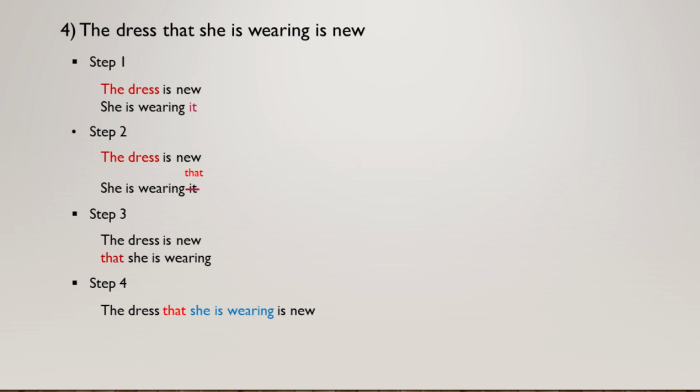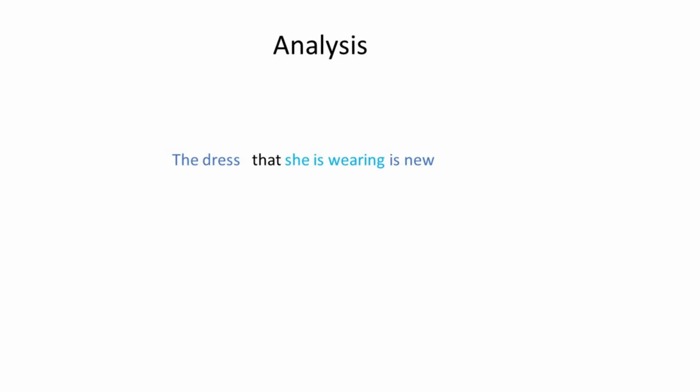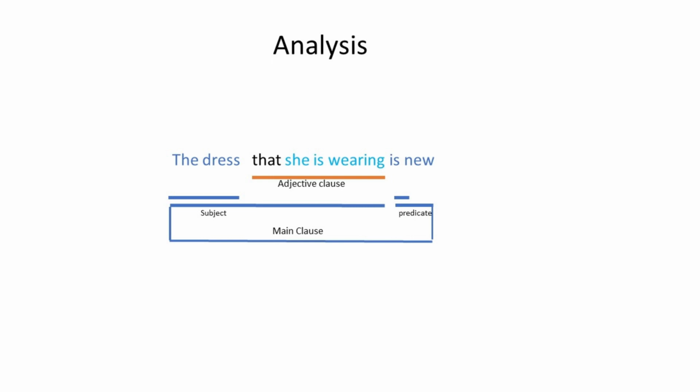Let's analyze the sentence. The dress that she is wearing is new. The dress is new is the independent clause. That she is wearing is the dependent clause. The dress is the main subject of the sentence, is is the main verb of the sentence, and new is the subject complement. Meanwhile, that is a relative pronoun and direct object. She is the subject of the clause. Is wearing is the verb of the clause.